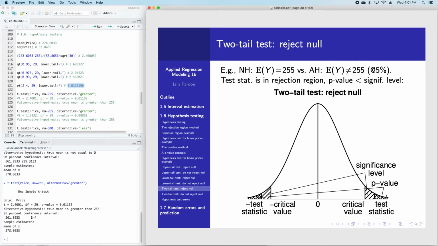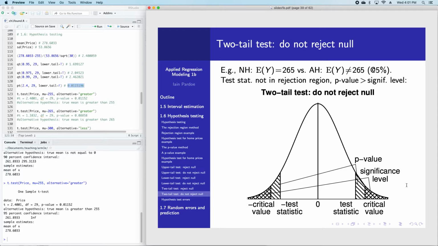And so clearly still, if the test statistic is in the rejection region, the p-value is going to be smaller than the significance level. And finally, here's how the picture changes if we fail to reject the null hypothesis. Now our test statistic is not in the rejection region, either in the upper tail or the lower tail, and our significance level is only up to here on both sides, whereas the p-value is all the way up to here on both sides, and so the p-value is clearly bigger than the significance level. So that's how to do a hypothesis test using the p-value method.